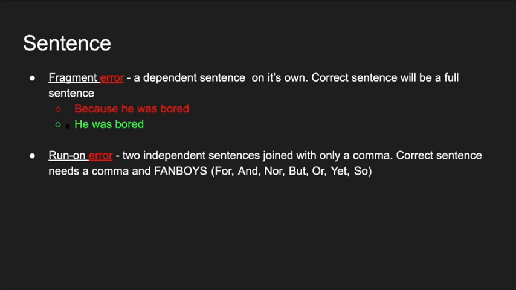So you read the first word and then the words in the bullet. So you have sentence, run-on error. This is the second one, which is where two independent sentences are joined only with a comma. And the correct way to join it is to have FANBOYS, you may have heard of this: for, and, nor, but, or, yet, so in the middle. So for example, I like food, pasta is my favorite.